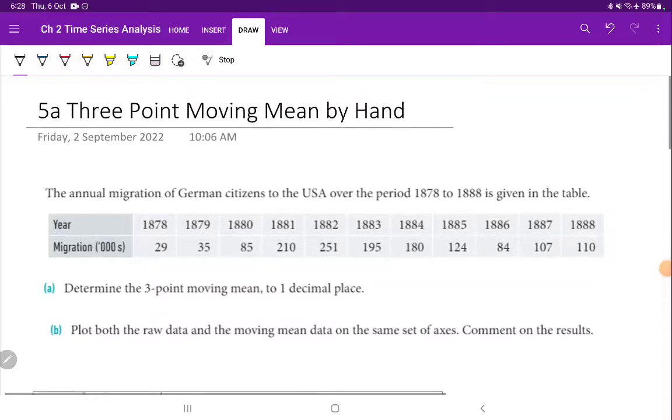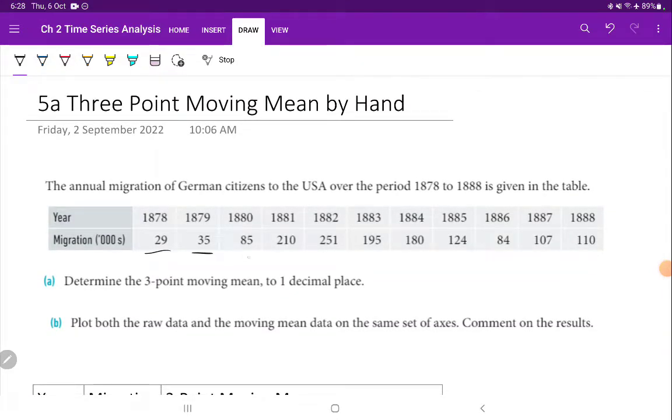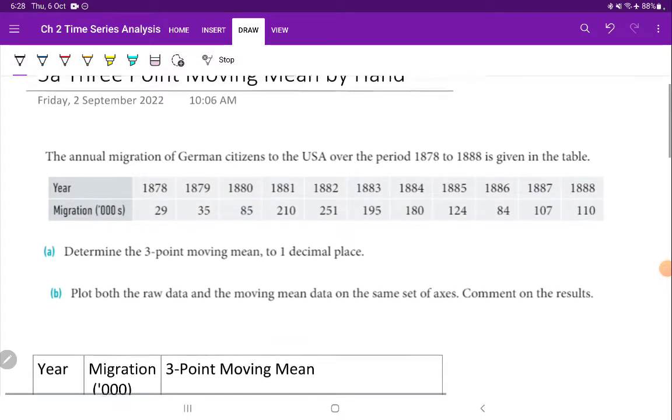First thing we should note is that when I average 29, 35, and 85, well, which year is that most associated with? Well, 1879, because really it's 1879 plus its 2 neighbours. Which means we're never going to do a 3-point moving mean for 1878, right? Because it's only got one number to the right. There's no number to the left. So 1878 is going to miss out.